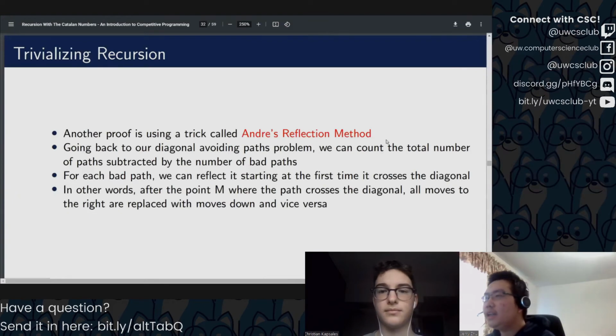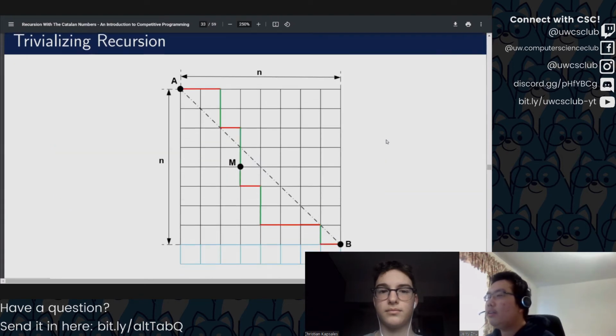Another much easier proof is using a trick called André's reflection method. Let's go back to our diagonal avoiding paths problem. We can just count the total number of paths minus the number of bad paths. And for each bad path, we can reflect it, starting at the first time it crosses the diagonal. An example is shown on the next slide, where we're going from A to B, and this bad path crosses the diagonal at first at the point M. After we reflect, the path will end up at C instead of B.